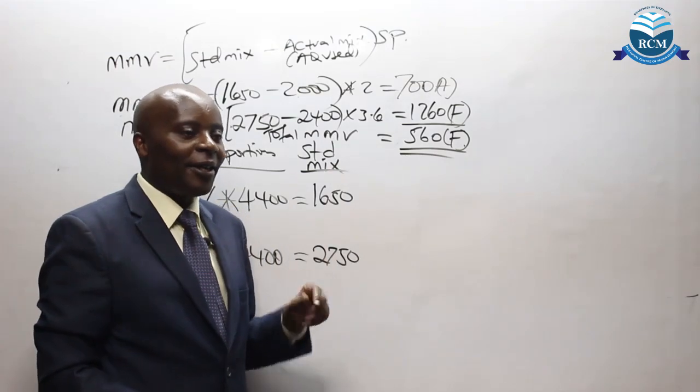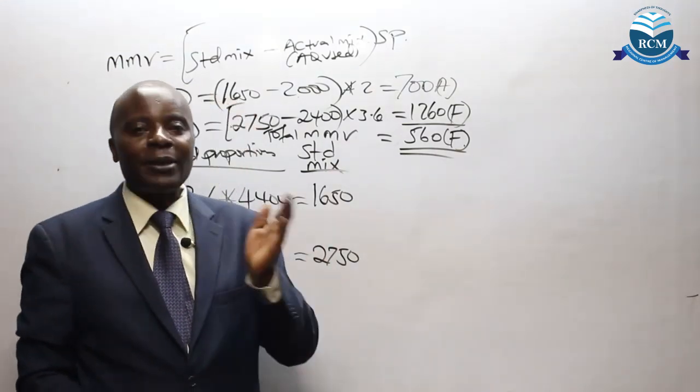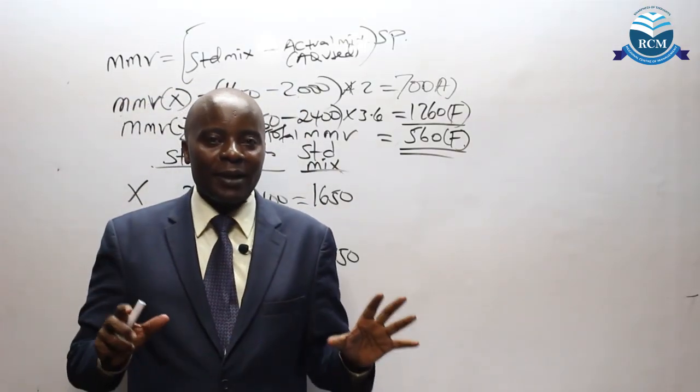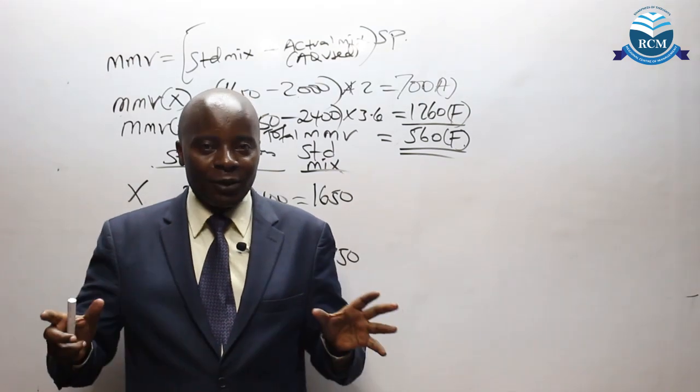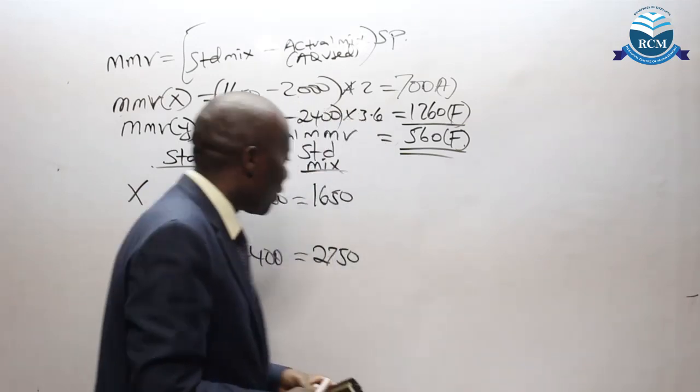Is that okay? So what have we learned about material mix variance, especially pertaining to the formula? Material mix variance equals standard mix minus actual mix, multiplied by the standard price per kg. Thank you very much.